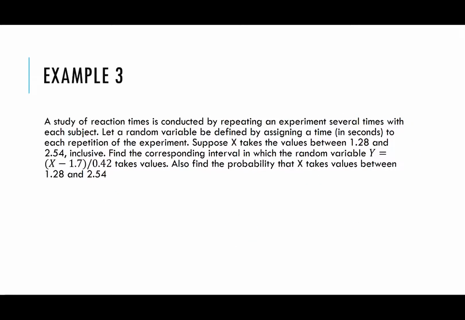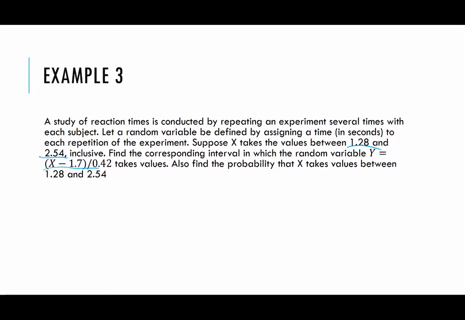So an example, in this problem: a study of reaction times is conducted by repeating an experiment several times with each subject. Let a random variable be defined by assigning a time in seconds to each repetition of the experiment. Suppose x takes the values between 1.28 and 2.54, so that's your lower and upper bound. Find the corresponding interval in which the random variable y, x minus 1.7 divided by 0.42, takes values.